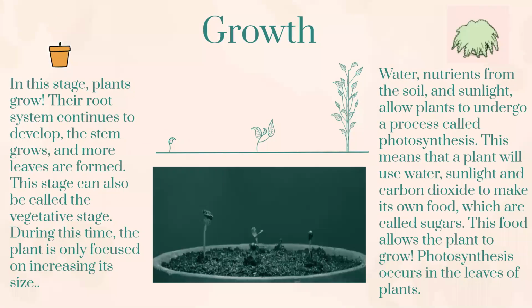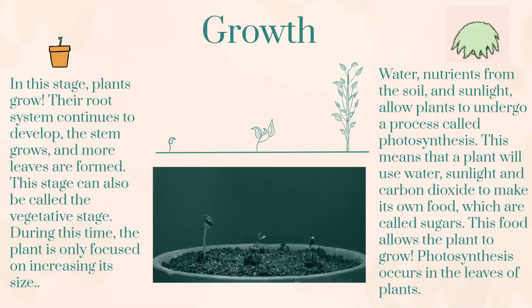After germination happens, the plant undergoes a period of growth. The root system grows, the stem gets longer, and more leaves are formed. During this time, as the name suggests, the plant focuses all of its energy on growing and increasing its size.